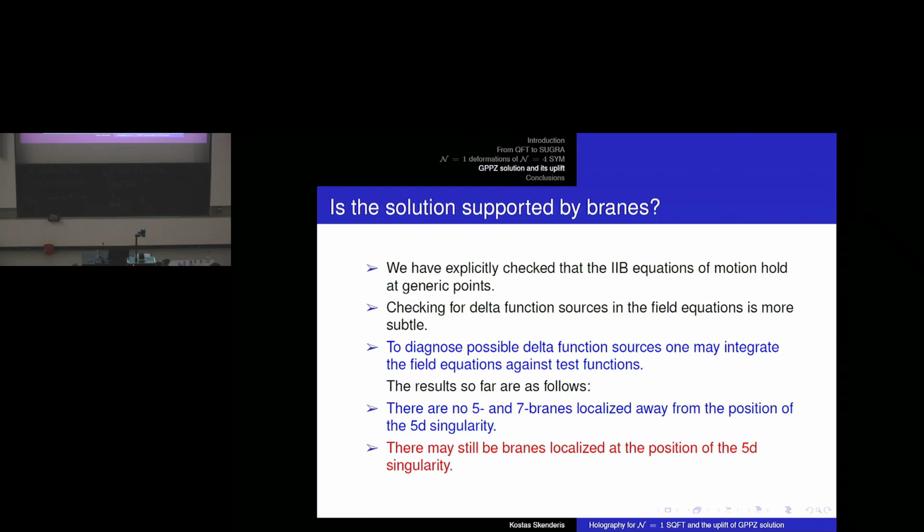So what is next? We checked explicitly that the type 2B equations hold at generic points, but there could still be brane sources. That's more complicated to do because this relies on understanding how delta function sources appear. To diagnose possible delta function sources, one may integrate the equations against test functions, and this is still ongoing. There are definitely no D5 or NS5 branes localized away from the position of the 5-dimensional singularity, but it's still open. There may be branes localized at the position of the 5D singularity. That's the current status.